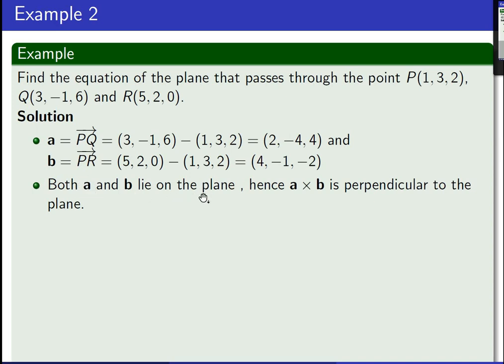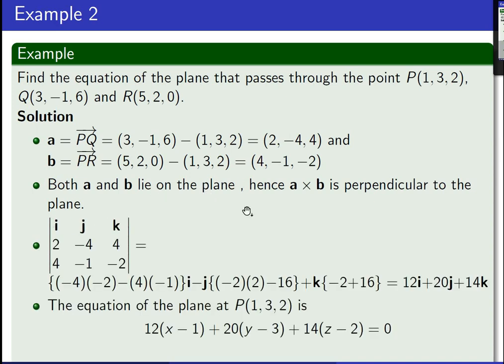So both A and B lie on the plane, right? If both A and B lie on a plane, it means that the vector that is perpendicular to A and B is a cross product of them. A cross B will be perpendicular to the plane.